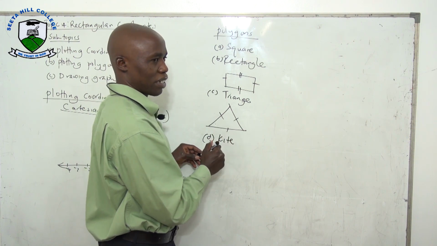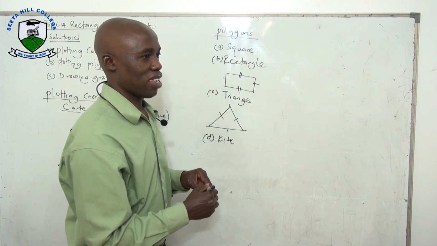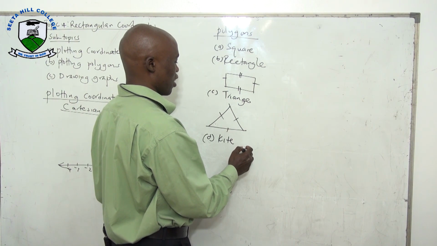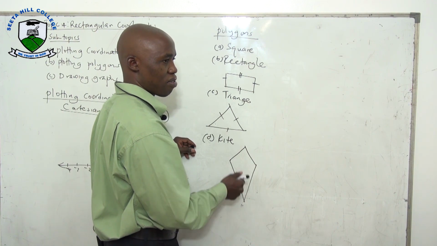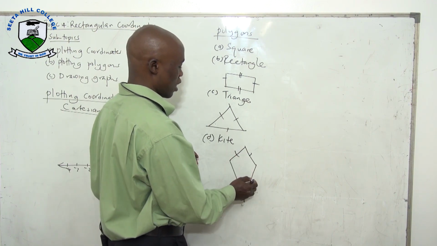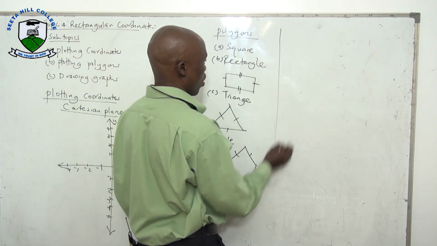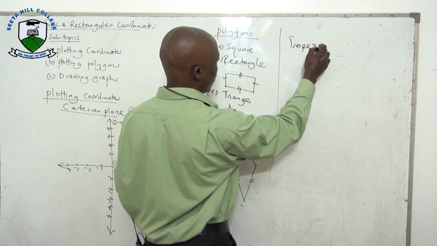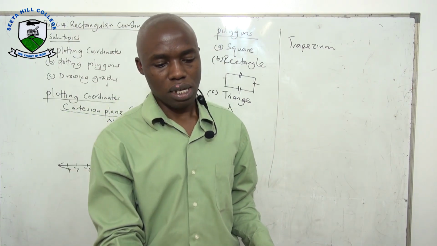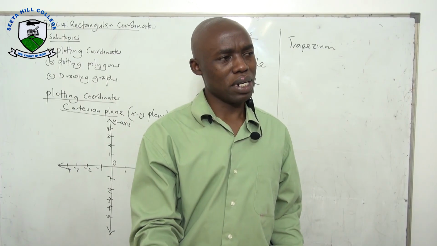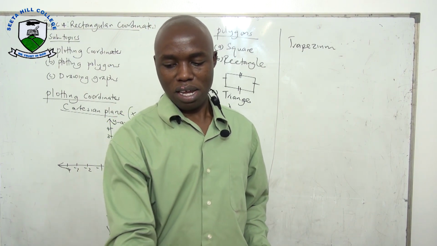How does a kite look like? It looks kind of like this. Parts are slanting. These are shorter than the others. That's a kite. What else? Trapezium. That means what you plot and you see is what you'll have got. Not so? Polygons are many. I want to give you some polygon here. You plot.